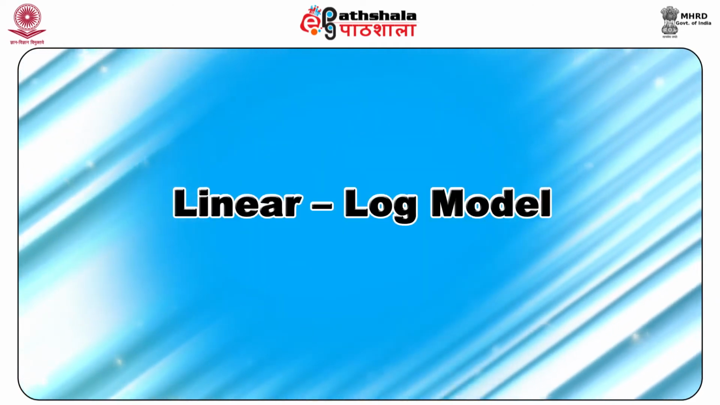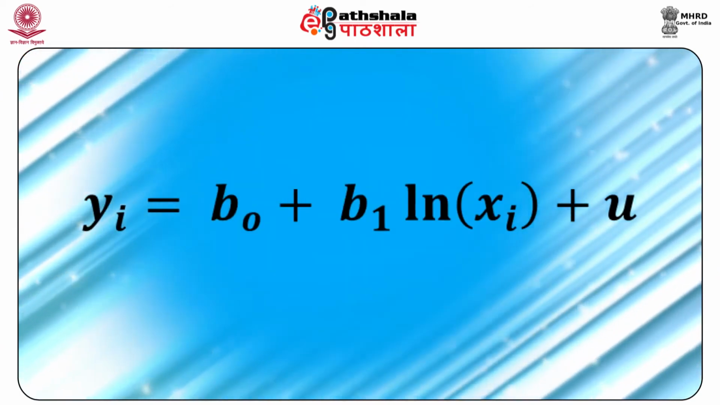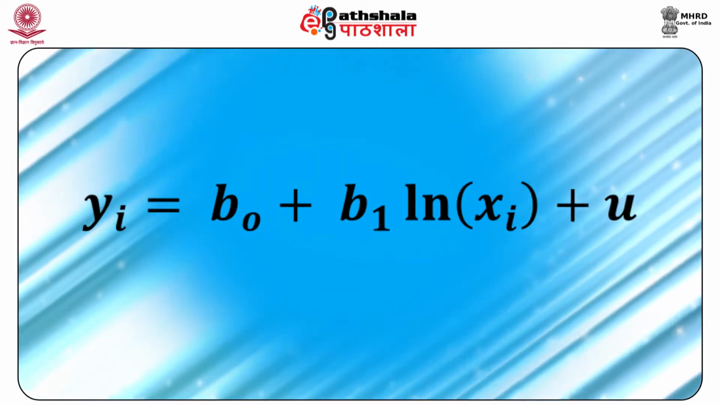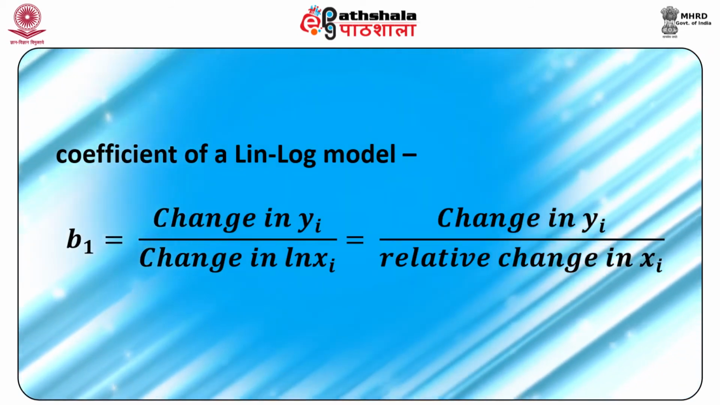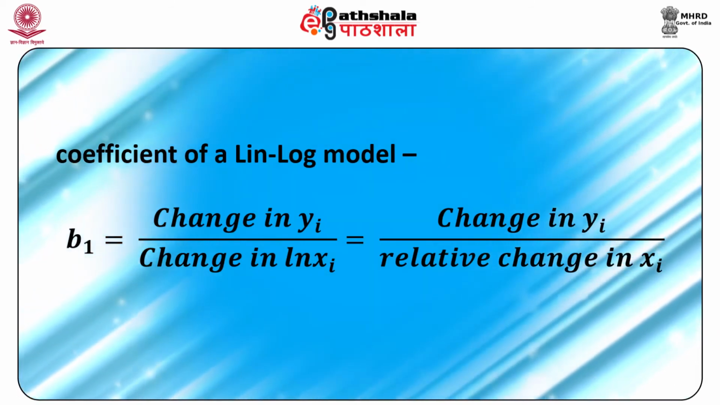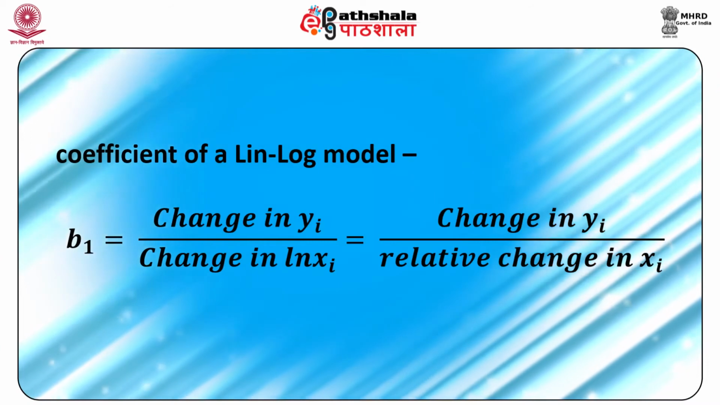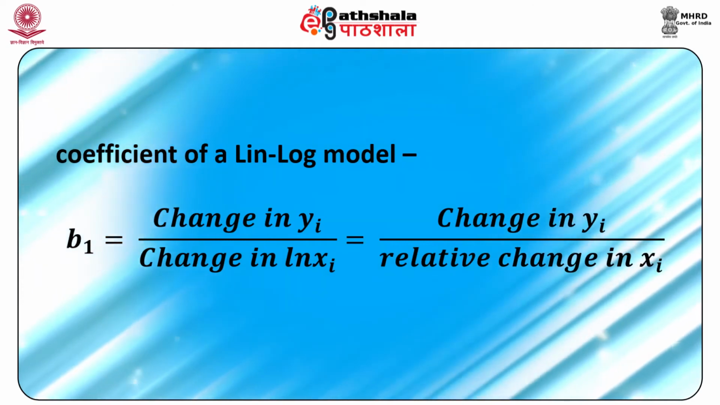So let us look at the lin-log model. The lin-log model helps us to find the absolute change in the dependent variable yi for a percentage change in the independent variable xi. A lin-log model is given by yi = b0 + b1 ln xi + ui. The slope coefficient of a lin-log model is defined as b1 = change in yi upon change in ln xi, which is the same as change in yi upon relative change in xi.